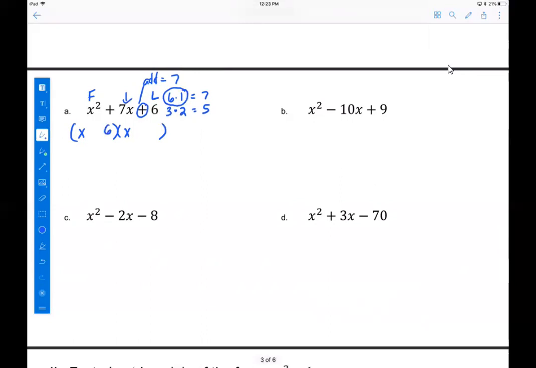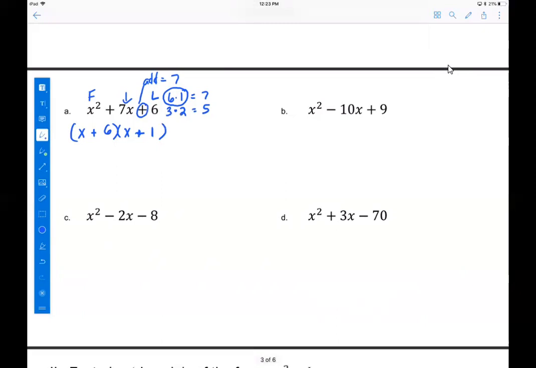Since we're adding, it's the same sign, so in order to come out positive, a positive 7, they both have to be plus and plus. You can always check whenever you factor, you can check these by foiling it back out and see if it matches.